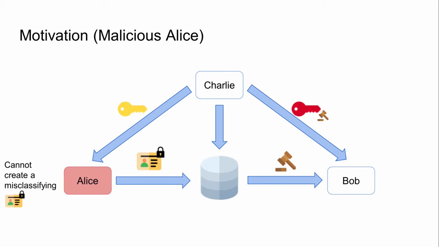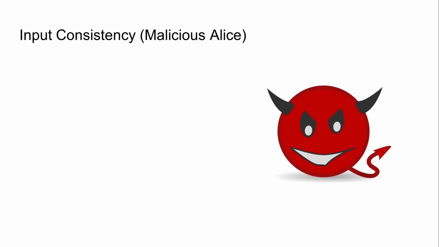A malicious Alice, for example, might be able to generate a ciphertext that contains the same information as a properly generated ciphertext, but for which Bob's functional key does not yield the correct output. To prevent these kinds of attacks and to protect against the malicious Alice and, as we will later see, also against the malicious Charlie, we introduced the notion of consistency. The first of the three consistency notions is input consistency, which protects against a potentially malicious Alice.